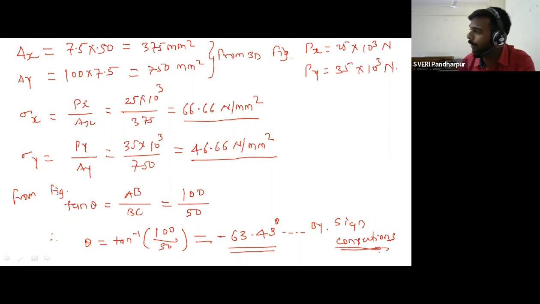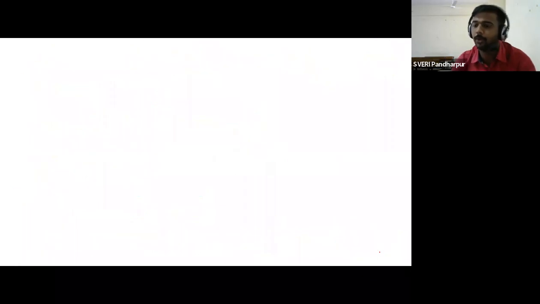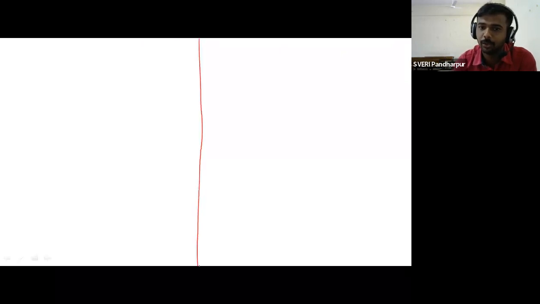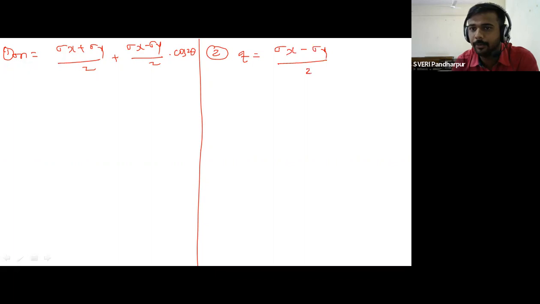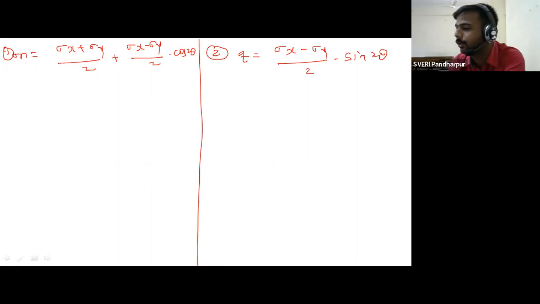Now the theta value we have calculated, sigma x, sigma y we have calculated. Now go for your further calculation of normal and tangential stress on the inclined plane. You are having all the formulas. Go by the calculation and tell me the answers. So I will write down the formula. Sigma n is equal to sigma x plus sigma y divided by 2 plus sigma x minus sigma y divided by 2 into cos 2 theta. This is the first formula. Second, sigma t is equal to sigma x minus sigma y divided by 2 into sine 2 theta.